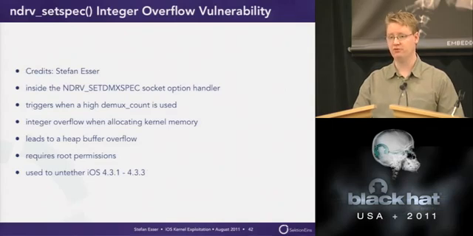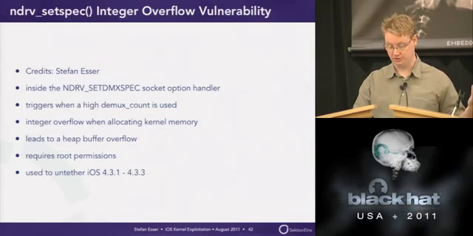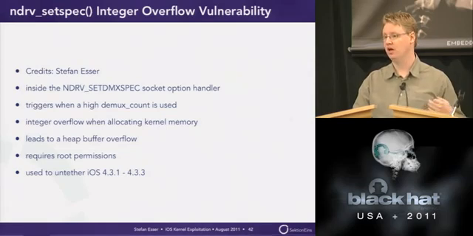It's quite complicated to exploit. It's inside the socket option handler for the nref protocol, this nref set DMX spec opcode or whatever you call it. Basically there's a dmux count, and you can set it to a very high value, and then you trigger an integer overflow in a multiplication for memory allocation. And again, it requires root permissions, and nowadays it's closed by Apple.